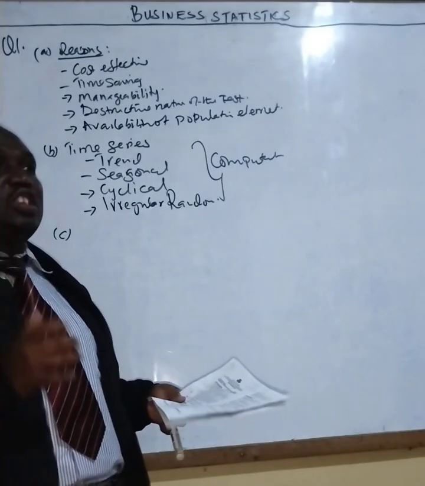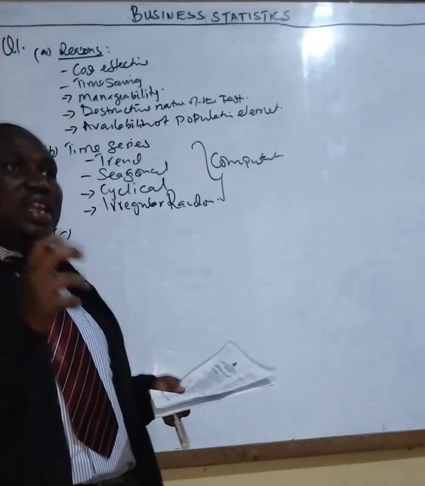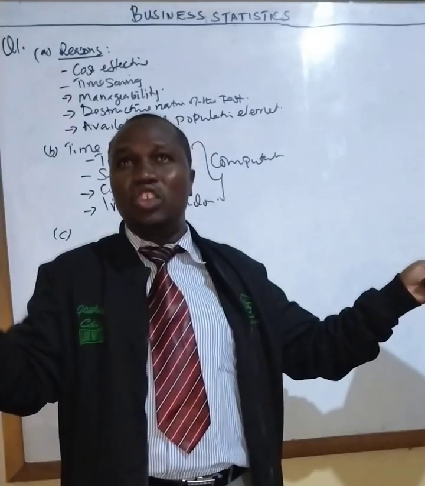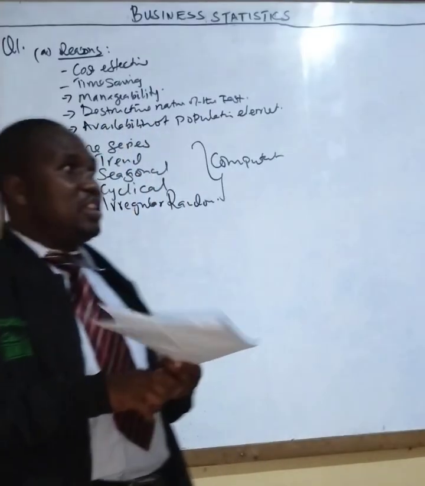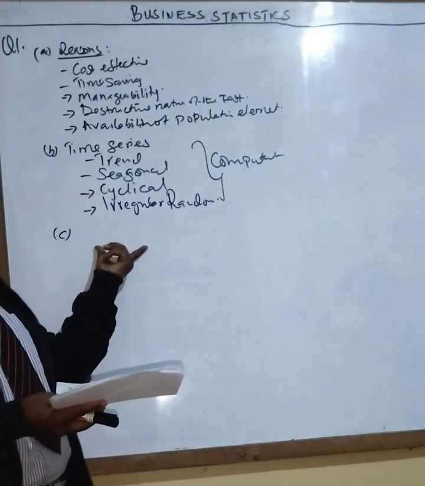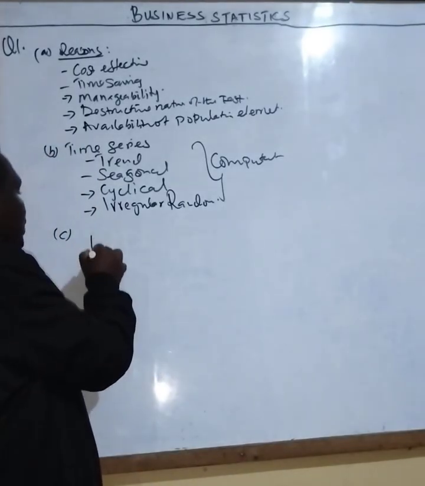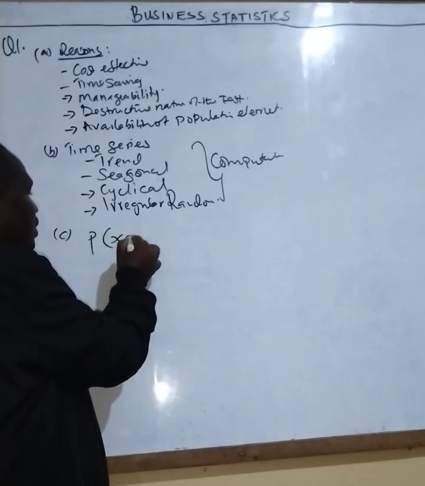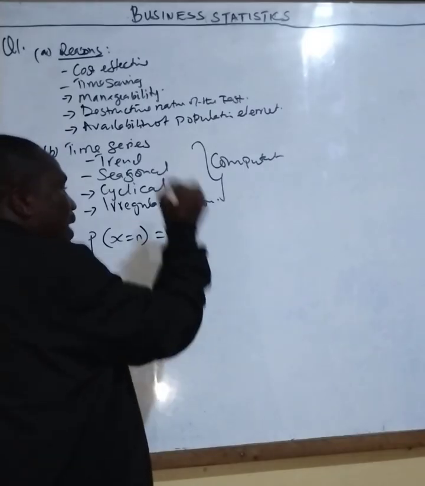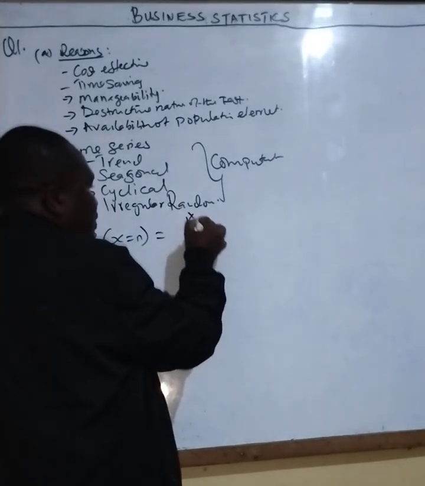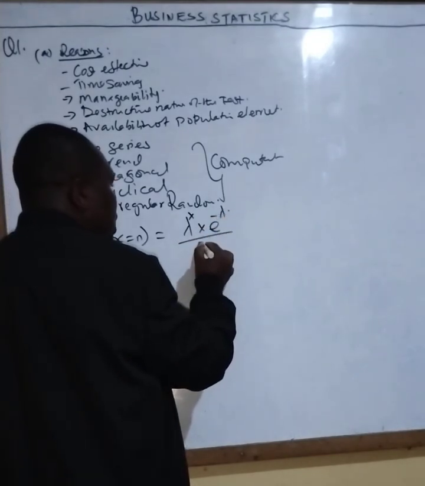When we talk about the Poisson distribution, we are talking about a probability where we are considering a larger population. Larger population means it is more than 100,000, even 50,000. For that case, we use what we call the Poisson distribution. A Poisson probability is calculated as P(X = x) equals lambda power x multiplied by e power negative lambda, over factorial x.